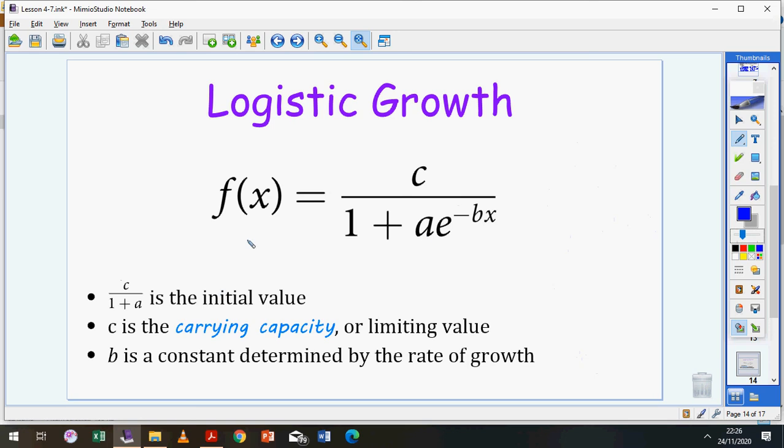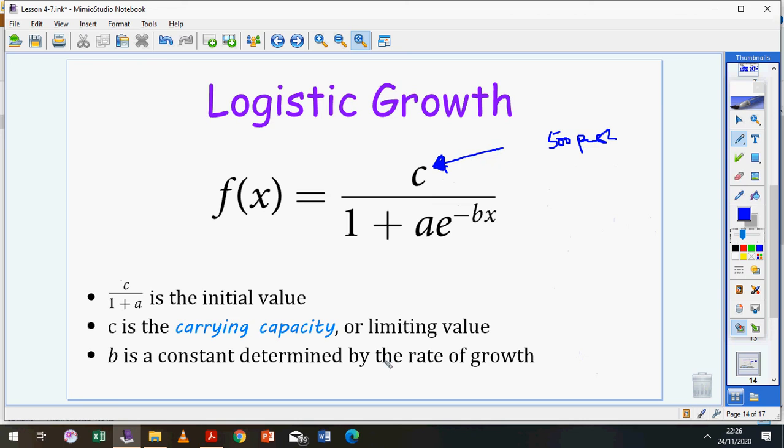C is called the carrying capacity, or the limiting value, or the upper bound of that function. So in this situation, if we know that the upper bound of Senai's push-ups is, say, 500 push-ups a day, right? Then that's going to be our limiting value, or our upper bound, or our carrying capacity of this model.